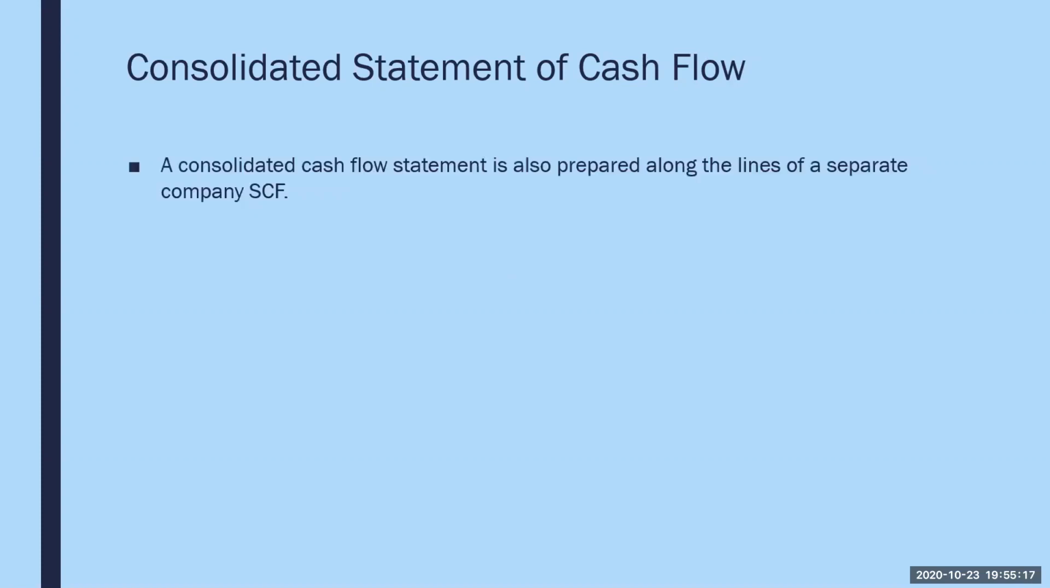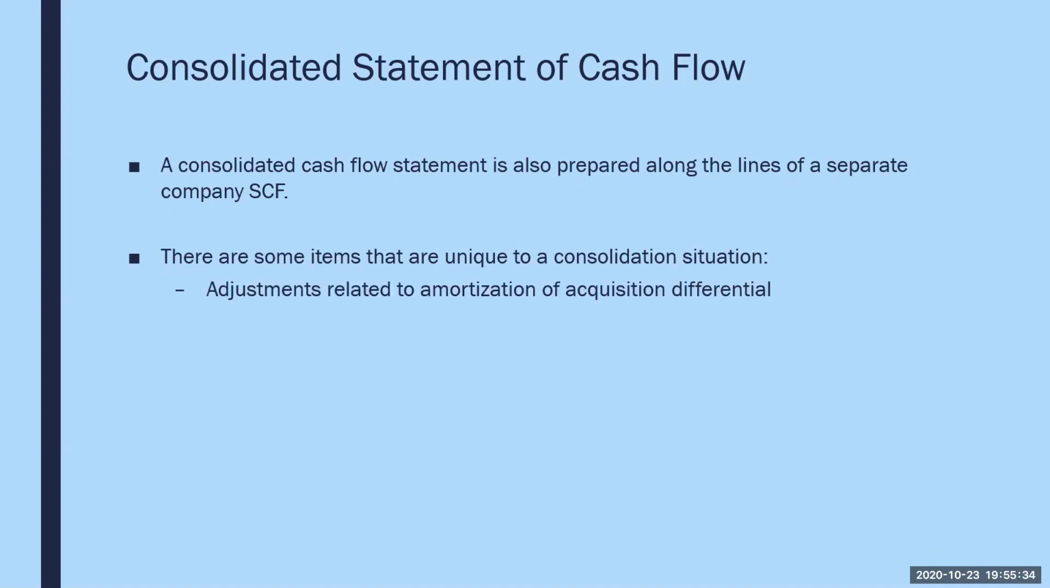The consolidated statement of cash flow is also prepared along the lines of a separate company statement of cash flow. Now, there do tend to be some items that are unique to consolidation, and these relate to the adjustments related to amortization of acquisition differential. These are typically treated the same way as you would depreciation. So if you're beginning with consolidated net income, you will add back the amortization of the acquisition differential.